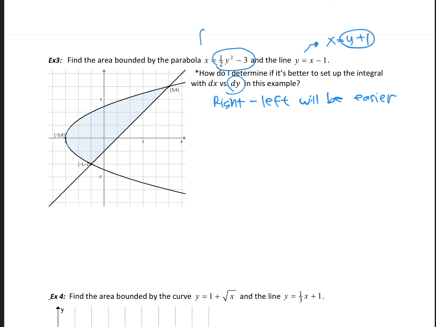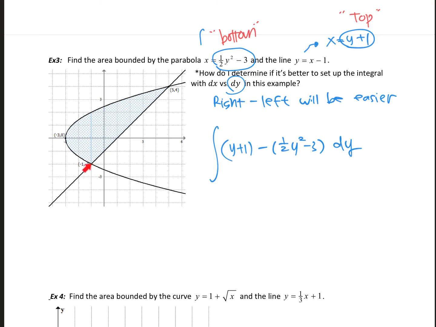Once I have that, I have to decide that the straight line is going to be the top function. So this is the top, this is the bottom. Once I have that, I'm going to set up my integral: top function minus the bottom function, dy. Now I have to look at what the integration limits are.